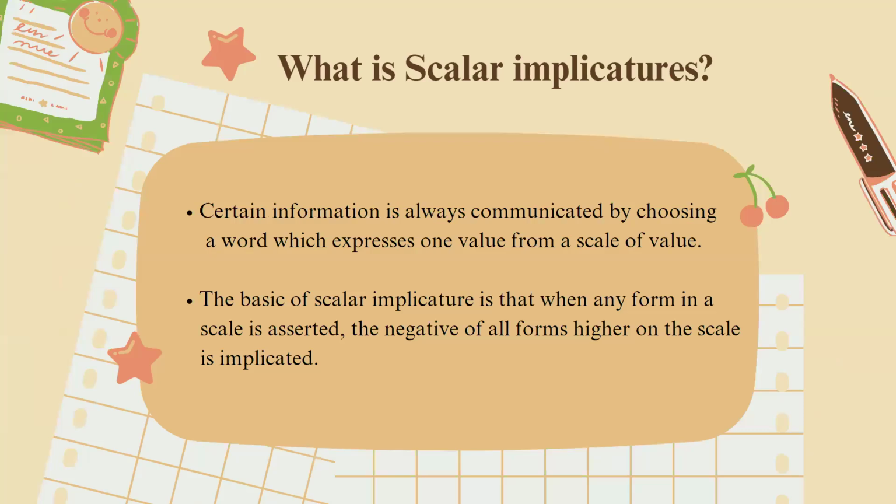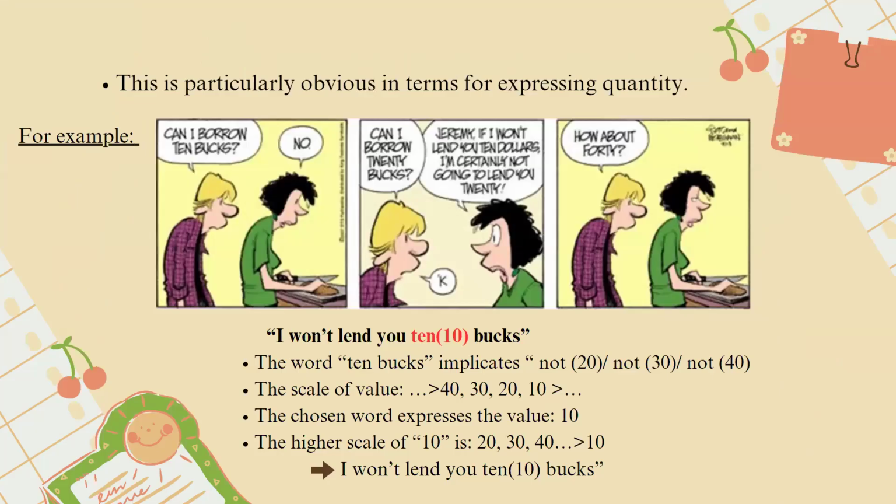Next slide. What is scalar implicature? Such information is always communicated by choosing a word which expresses one value from a scale of values. The basis of scalar implicature is that when any form in a scale is asserted, the negative of all forms higher on the scale is implicated. This is particularly obvious in terms for expressing quantity.